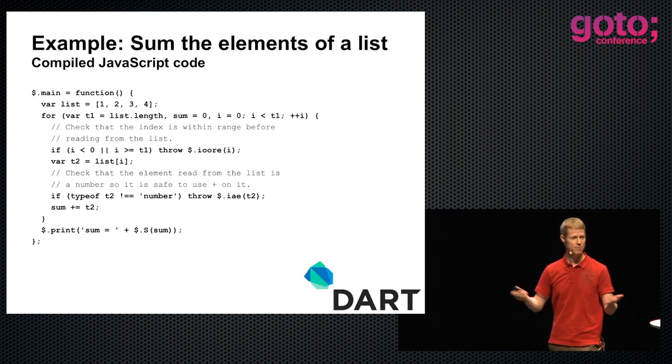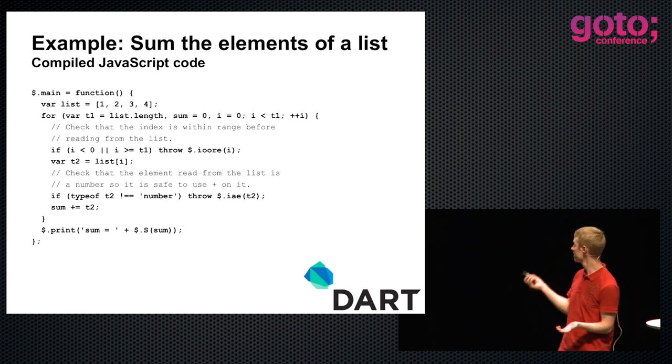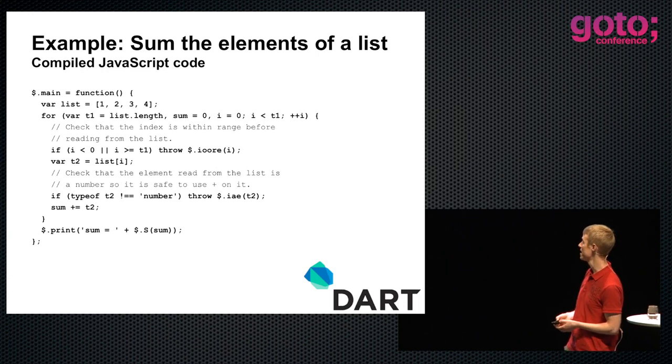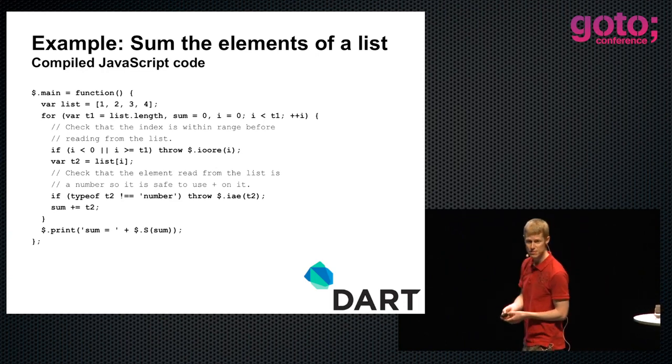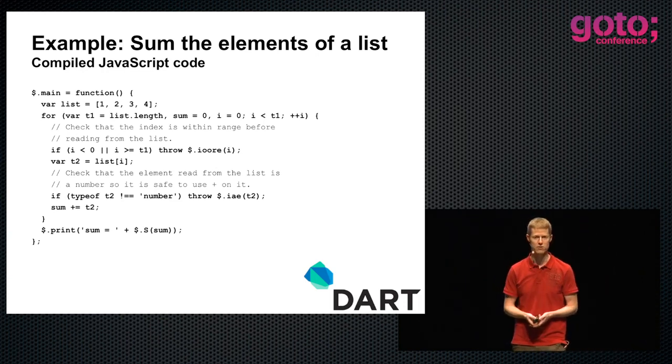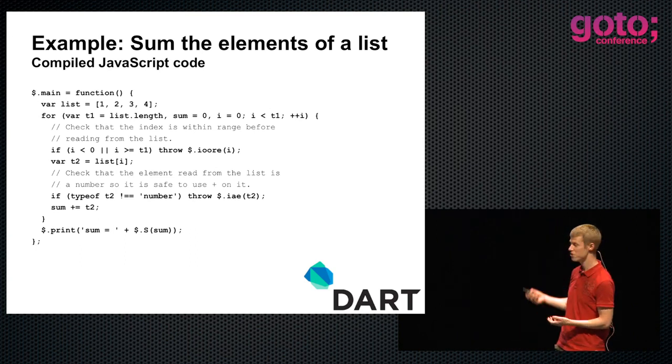When we've done that check, it's perfectly safe to access the list as a JavaScript array, which makes it reasonably fast. But it's kind of annoying that we have to insert this check just because JavaScript doesn't do that for us. To preserve the right Dart semantics, we've decided to do that.